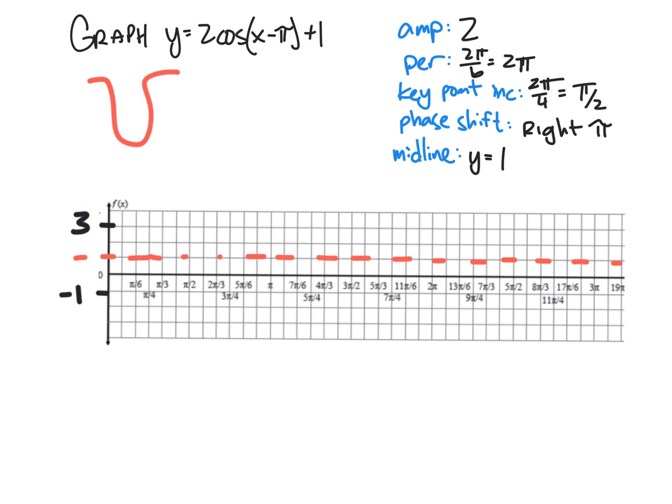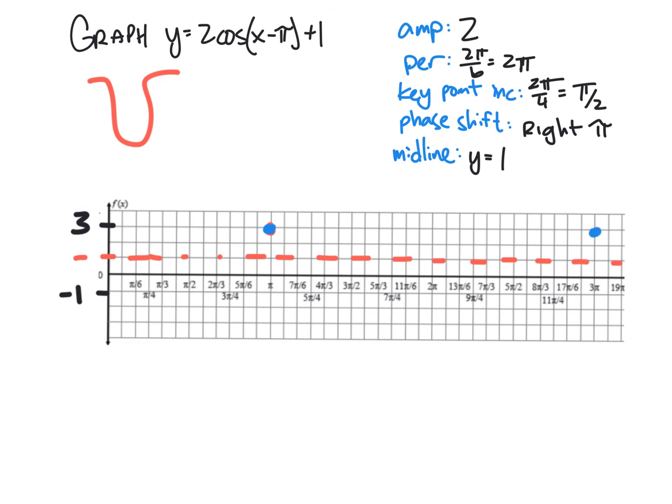So with a shift of right pi, I'm going to start here at pi, and it's going to start above at (pi, 3). With a period equal to 2 pi, we're just going to add that to the pi. We know that this is going to end at 3 pi. So (3 pi, 3).